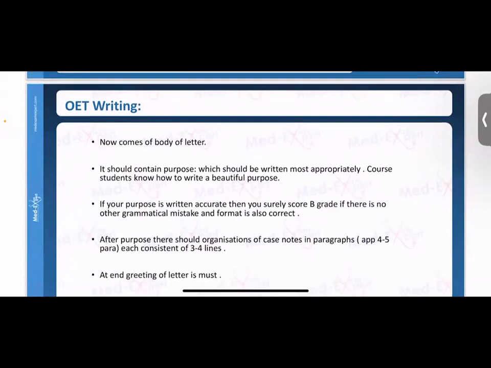Course students know how to write a beautiful purpose, because I'm having an ongoing course which started on 9th of January. I'm not sure whether any student of our course is here or not, but they can tell you how capable they have become of writing a wonderful purpose. Because most of the students think that a letter is just like a call from one department to another department.